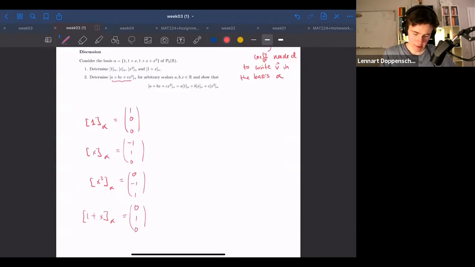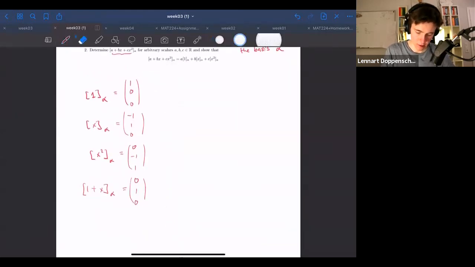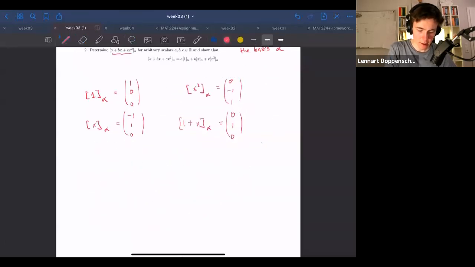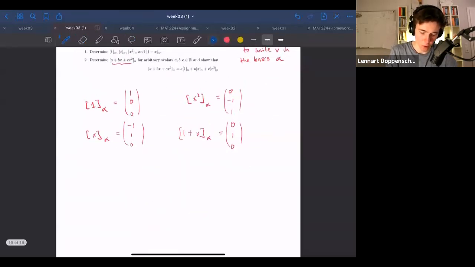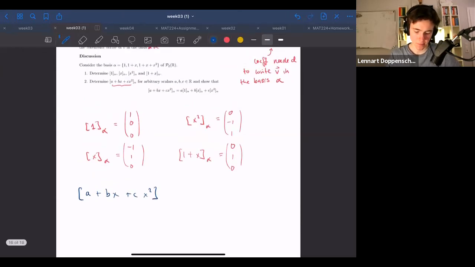Now, okay, so now let's look at the bottom part of this page. Let's look at the coordinate expression of a plus bx plus cx squared in alpha.